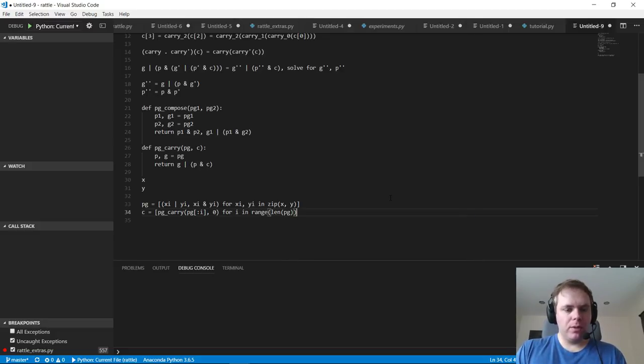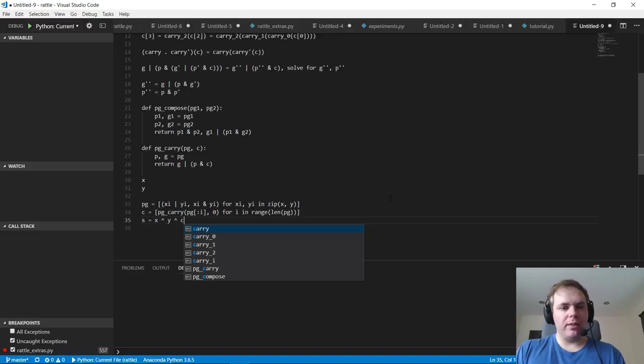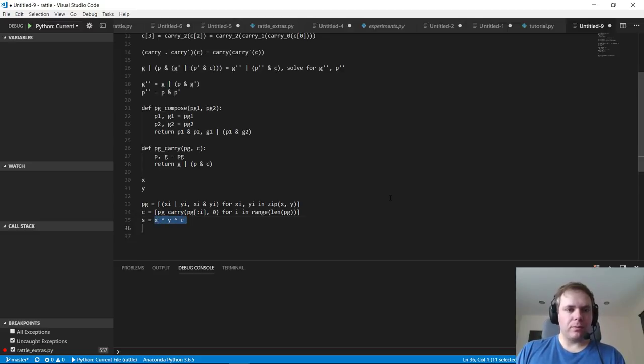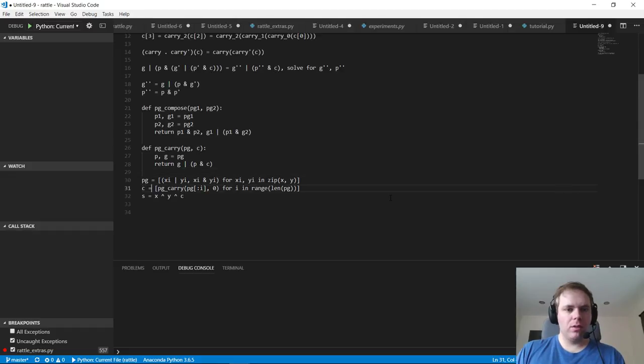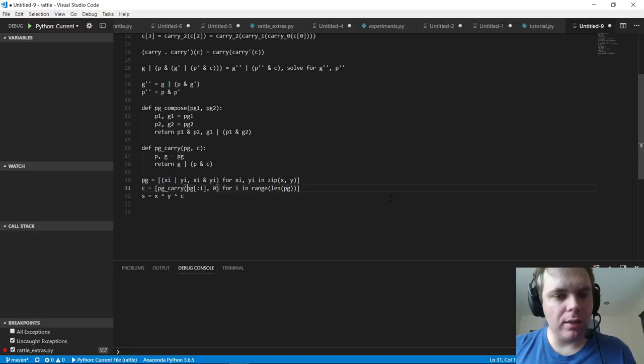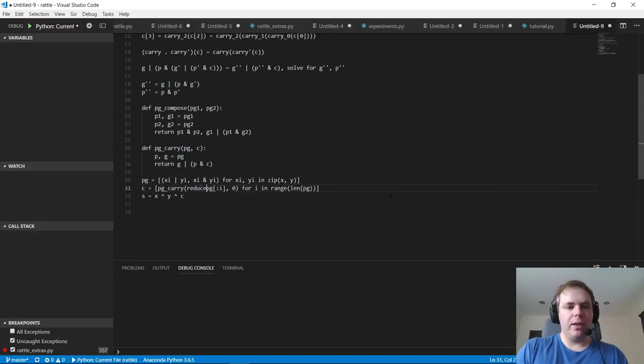And so you go through each of those positions. You compute the carry. Is this right? So you want to take everything up to, I guess this is right. This might be off by one, but let's say something like this. And so that gives you the carry vector. And then if you want to compute the sum vector, now it's just a bitwise XOR of these three components. Oh, sorry. PG carry, you have to compose this chain. So you have to reduce the chain using PG compose. This is the associative reduce. Something like that.